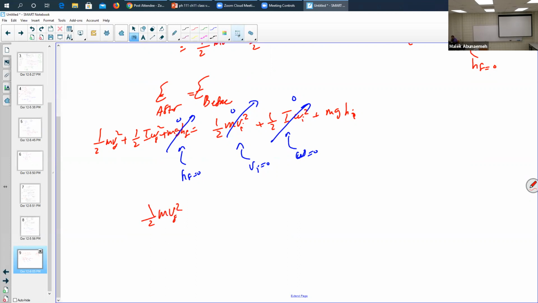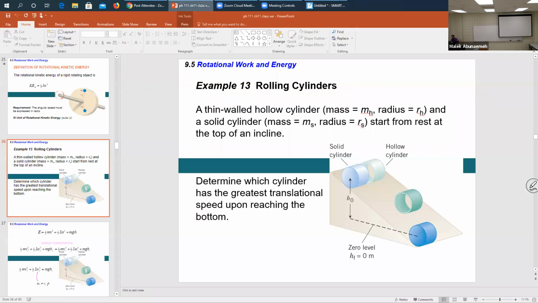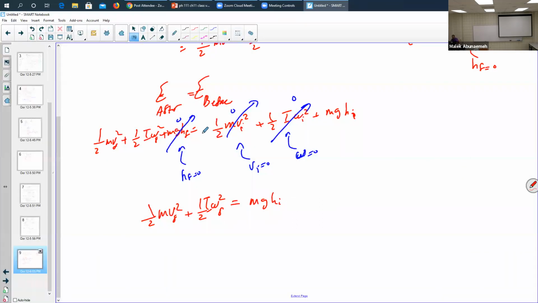1/2 m v final squared plus 1/2 I omega final squared is going to equal m g h initial. Now in the question, we're trying to find the final velocity, to see which one is going to get there first. The one that's faster is going to get the final velocity. So how can we get the velocity?